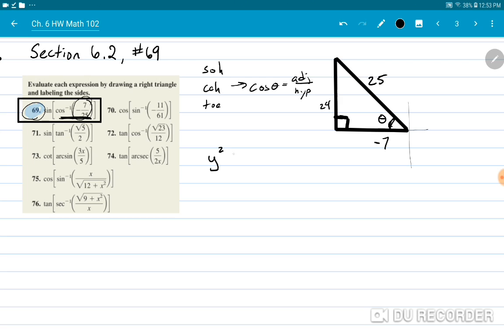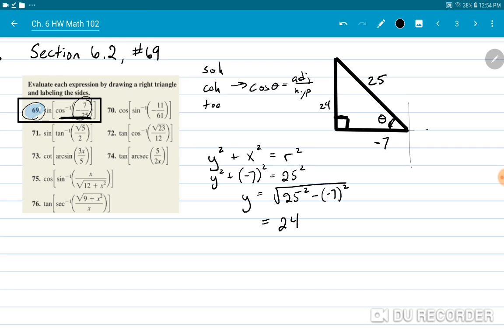To get that I would have gone y squared plus x squared equals r squared, and r squared is 25 squared. X is negative 7 squared, and y squared. So y equals the square root of 25 squared minus 49, or negative 7 squared. Sorry, that's sloppy. Negative 7 squared, which gives me 24.